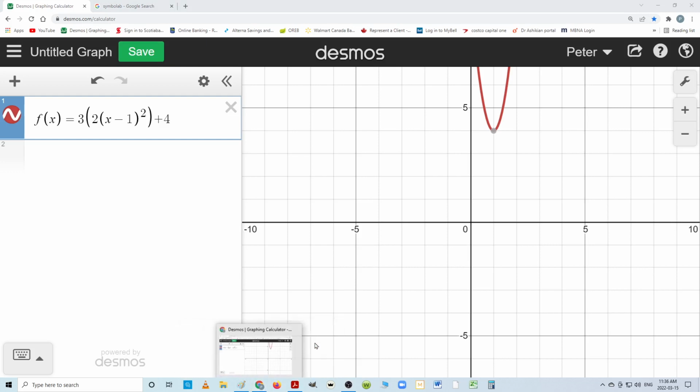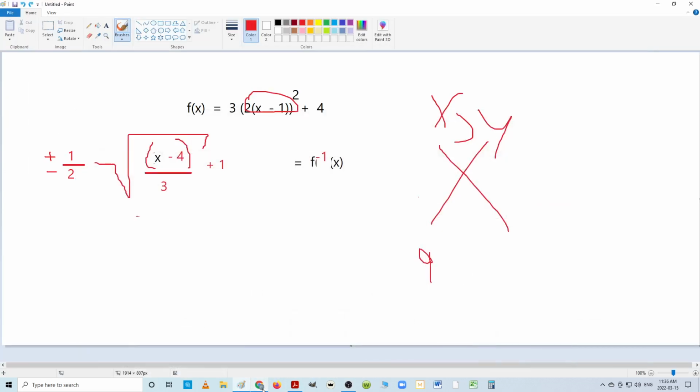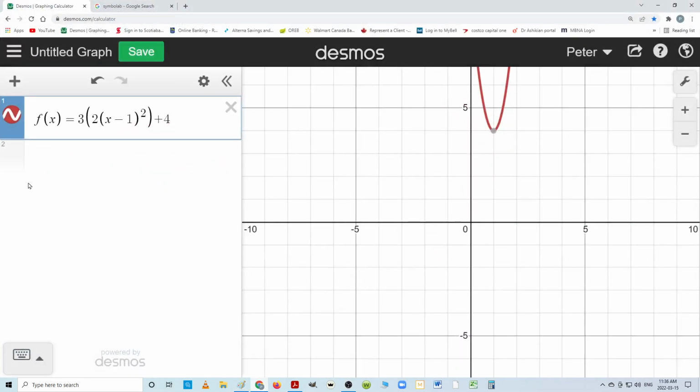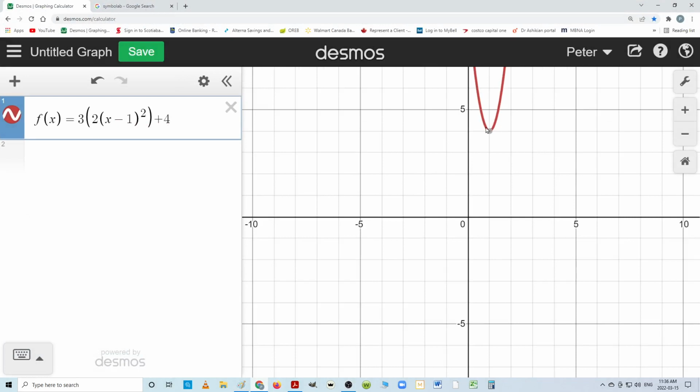Get rid of that. It was minus 1 and 2 beside it. Yep, like that. So that's that. Notice its vertex is right there, 1, comma 4. And then the inverse, and I believe Desmos can even do, if you want to learn how to do a quick inverse, this is a good tip.